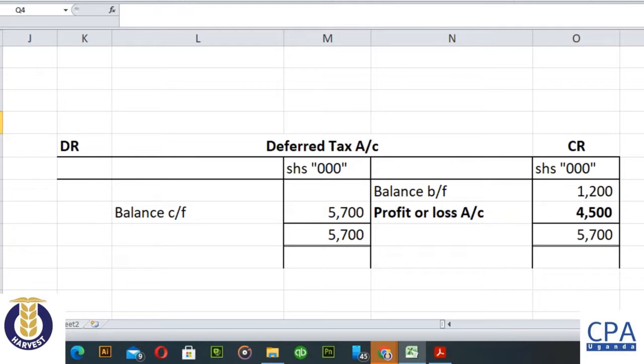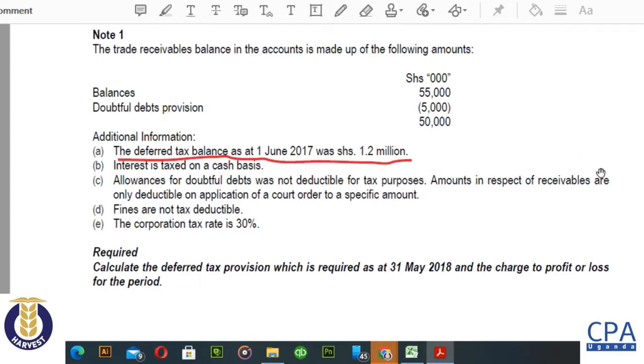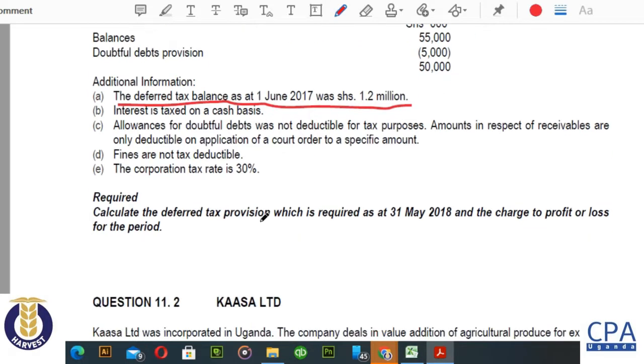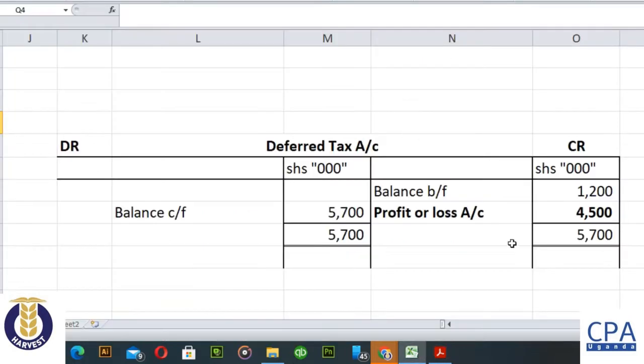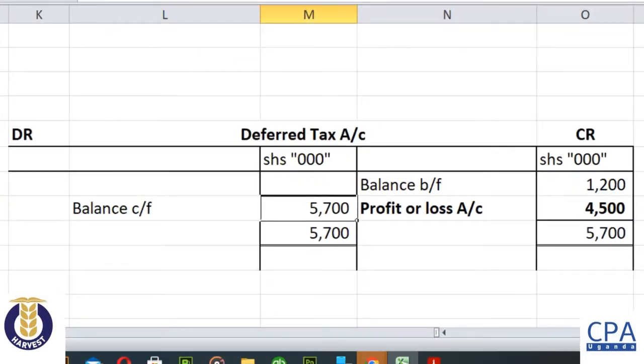So in our question, the examiner, which is always the case, will require you to compute the deferred tax provision for the year, and at the same time, the charge that is going to be taken to profit or loss. So the deferred tax provision for the year is 5.7, and our deferred tax in the statement of financial position or balance sheet will be reading 5.7 under non-current liabilities.